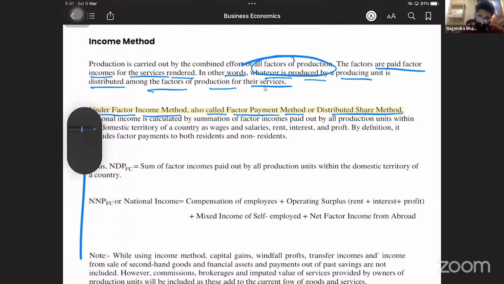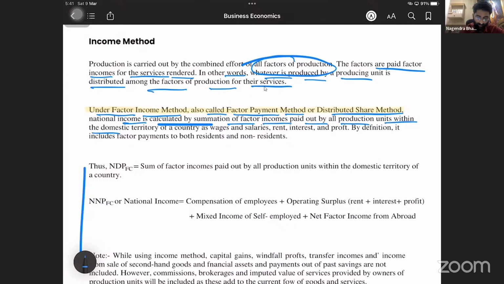National income is calculated by summation of the factor income paid out by all the production units within the domestic territory of a country as wages, salary, rent, interest, and profit. Salary and wages are both the same. Compensation to employees, rent for land, interest for capital, profit for organization. All these are the incomes derived by all these factors. By definition, it includes factor payments to both residents and non-residents.